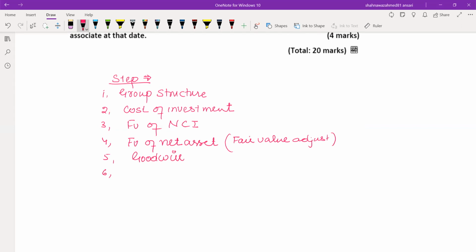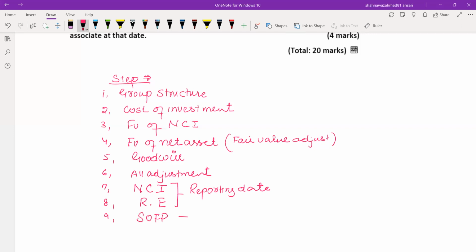Then identify all adjustments given in the question, such as the intragroup trading in goods, the intragroup receivables and payables, other adjustments, and then consolidated retained earning and NCI, the group's retained earning and NCI at reporting date. And finally, if there is no associate given, then we will compile the consolidated SOFP. Then we'll combine the balance sheet of parent company as well as the subsidiary company. So we'll follow all these steps into this given question.